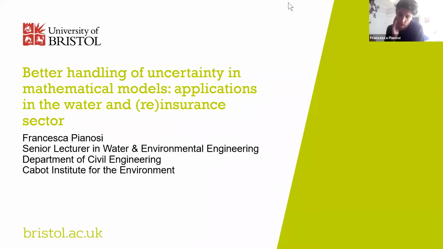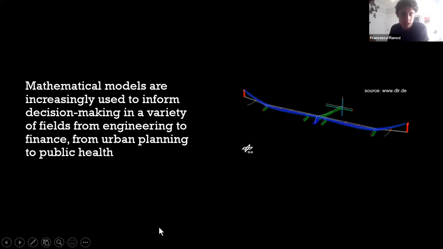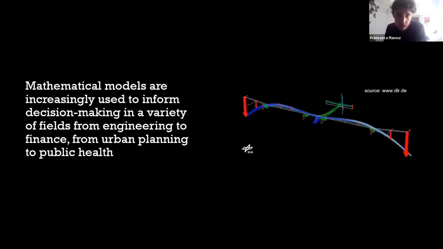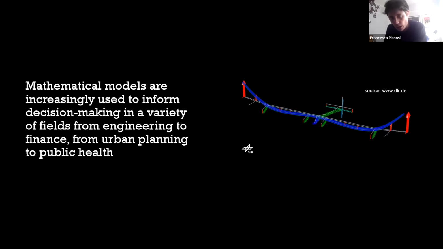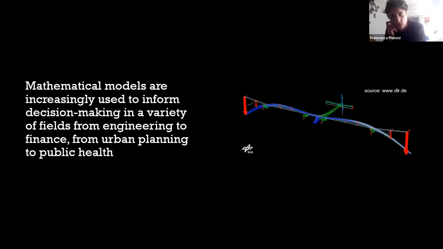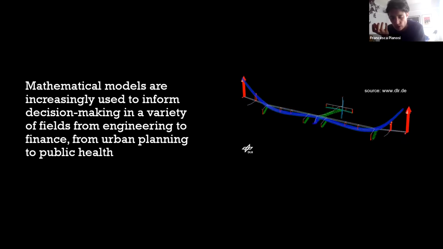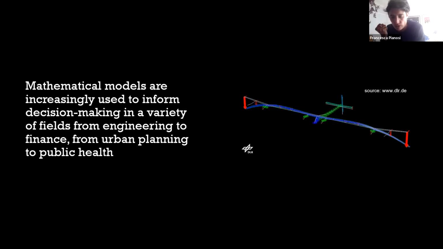So in this talk, I will give a brief overview of the background, the problems, where this is coming from, and the applications in industry that we developed so far. Mathematical models are increasingly used to inform decision-making in a variety of fields. For example, in aerospace or mechanical engineering, models are used to assist the design of complex structures or systems.